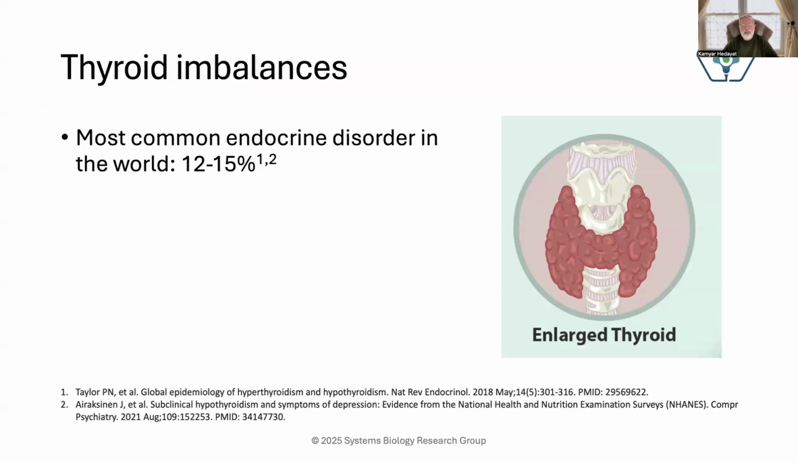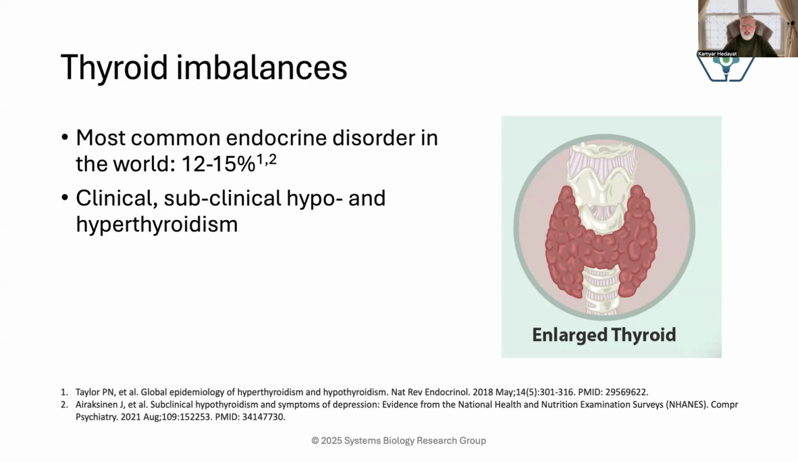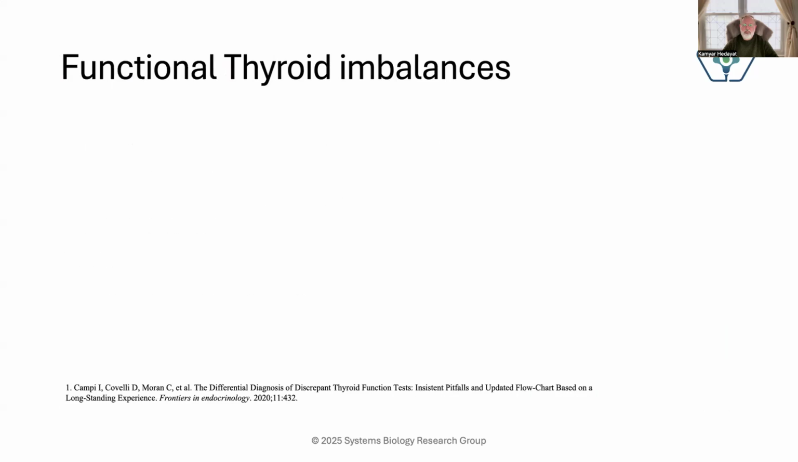Let's get started. Thyroid imbalances are the most common endocrine disorder in the world, accounting for 12 to 15% of the population. Now, this is just considering clinical and subclinical states of hypothyroidism and hyperthyroidism. And testing is done typically by just measuring thyroid stimulating hormone, or TSH. This approach catches this 12 to 15% of the population, but it oftentimes misses an even larger percentage of people with something that we can call functional disorders.